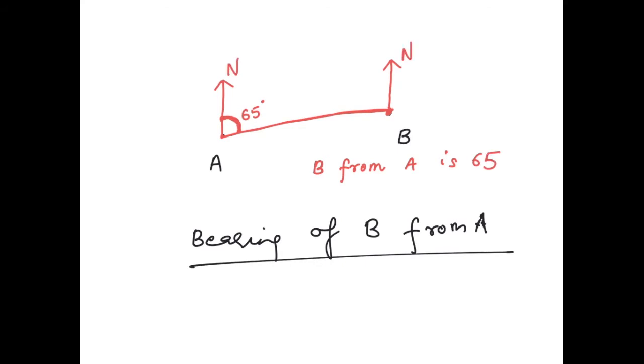So now we will understand the three rules of bearing in this example. First rule says we need to go from north. We are going clockwise. And the third rule is bearing we always write in three figures. So we need to write 0 before this. So our bearing is 065.